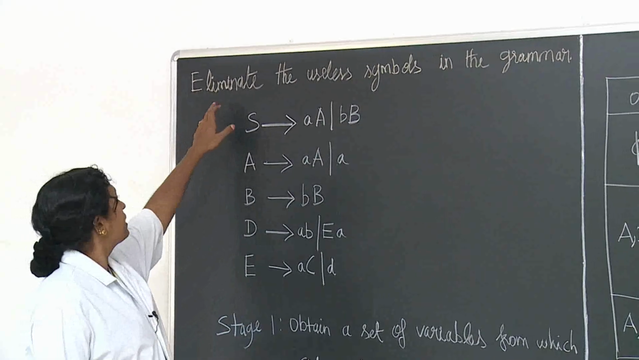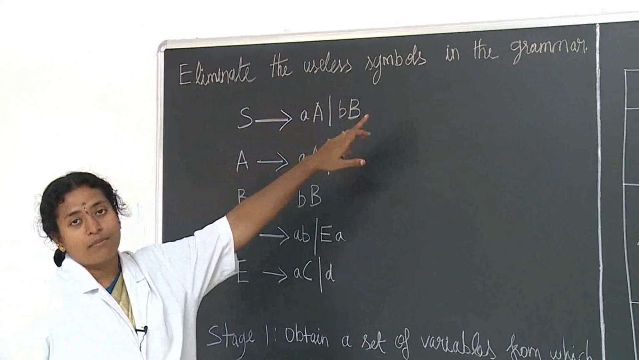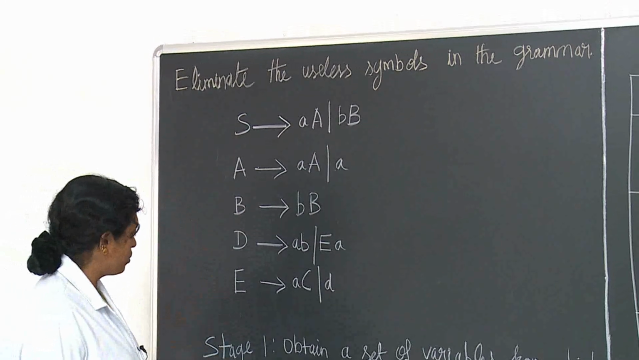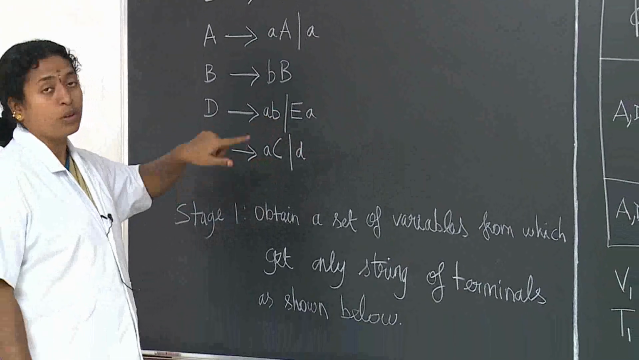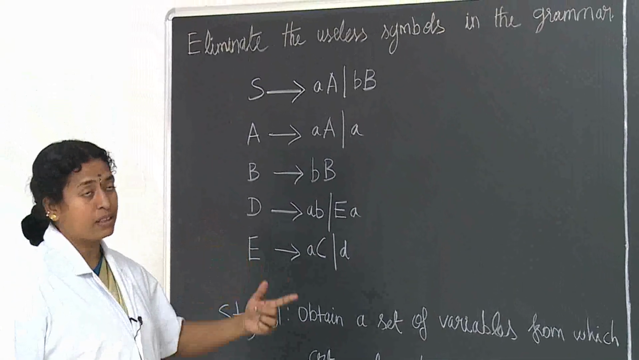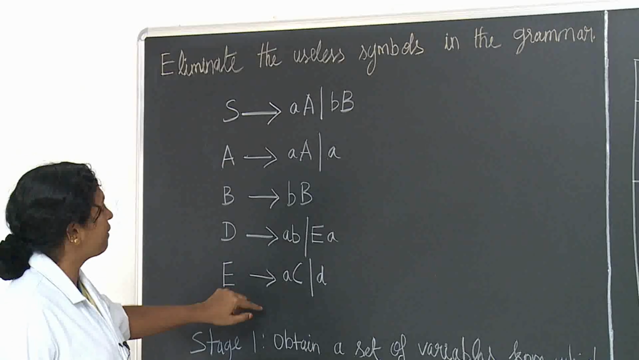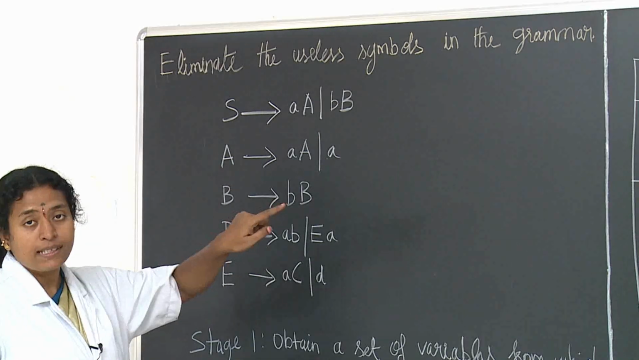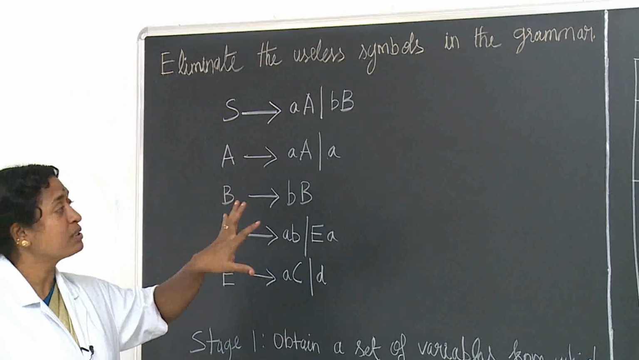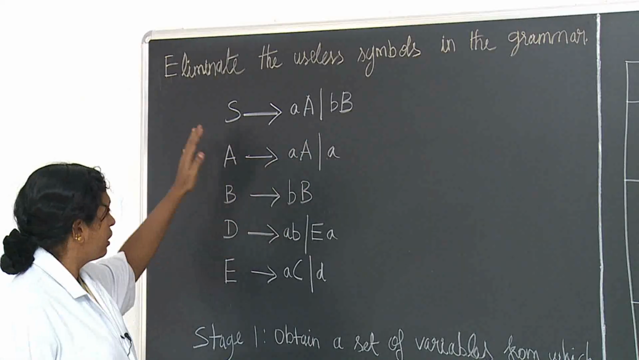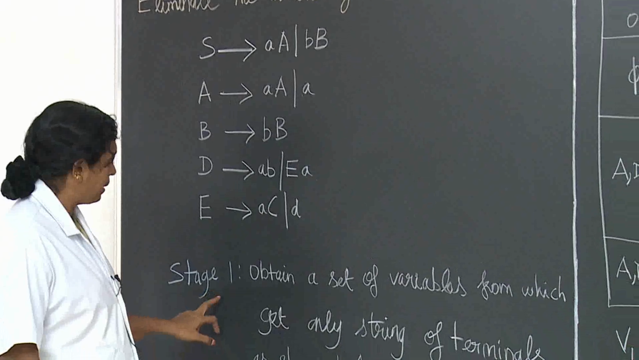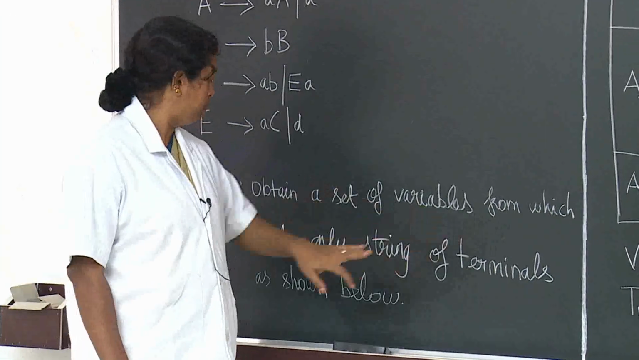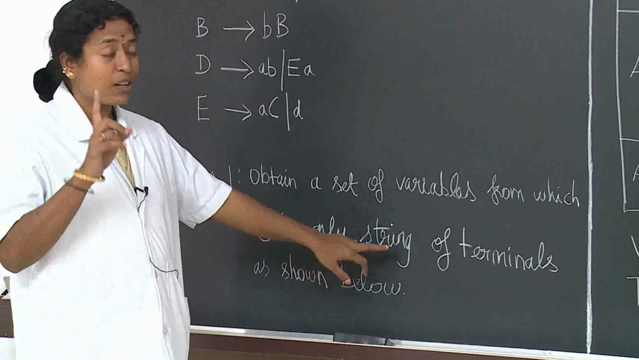You can see the example for eliminating the useless symbols in a given grammar. We have already seen the general procedure in two stages, stage 1 and stage 2. Now we can see the example by applying that algorithm. This is the given grammar. Here we have to obtain the CFL in normal form, that is, without any useless symbols. First we have to apply stage 1 to this, that is, obtain the set of variables from which we get only strings of terminals.